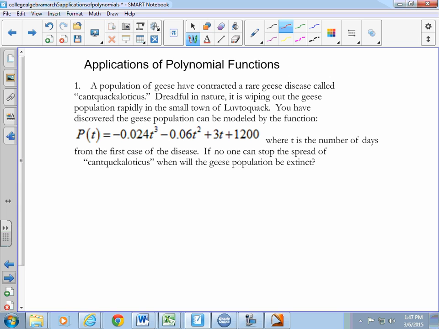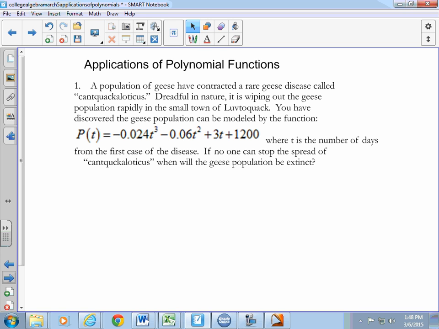So, what's the first thing I need to do? What am I even looking for? When y equals 0, right? I want to know when the population is 0. So I'm going to put this in my y equals. Do that for me. I'm going to join you.